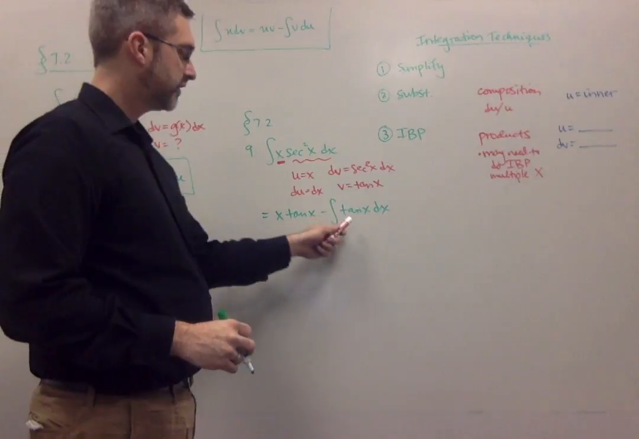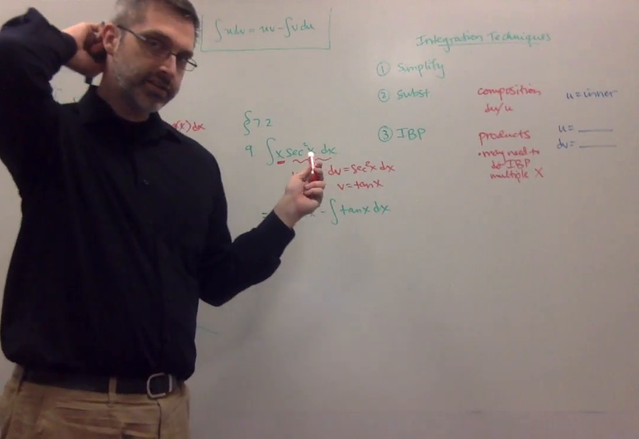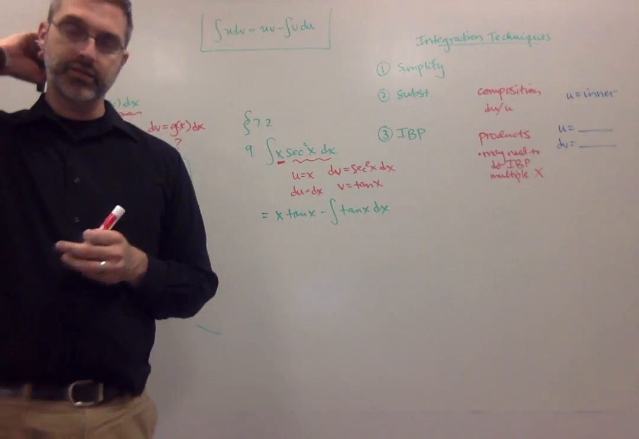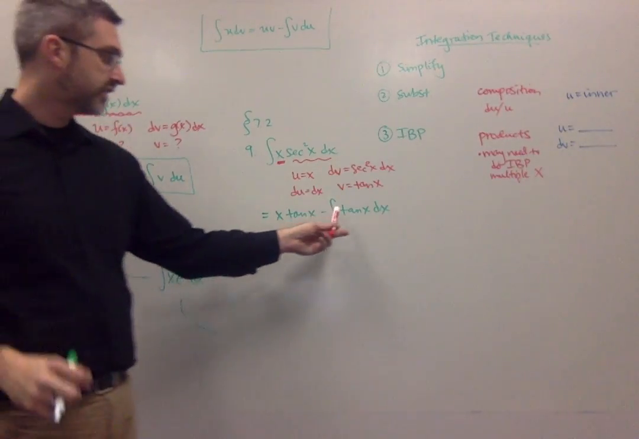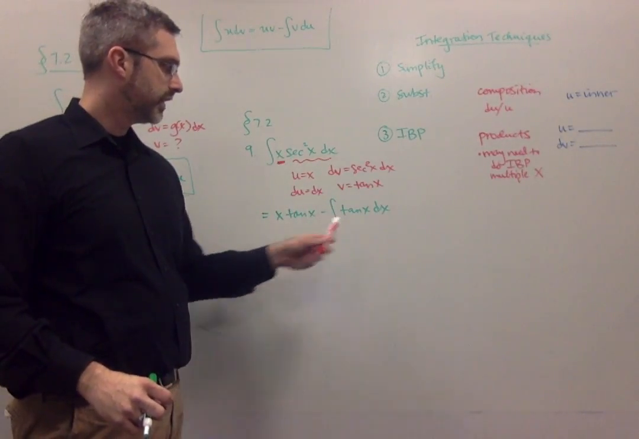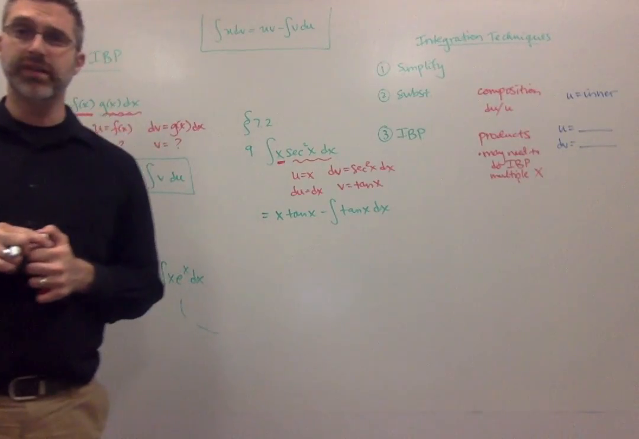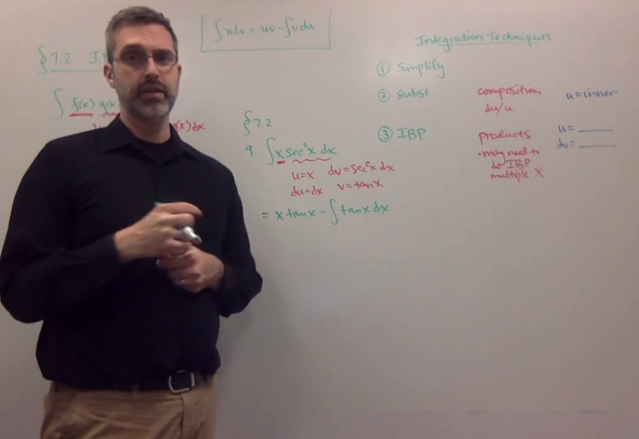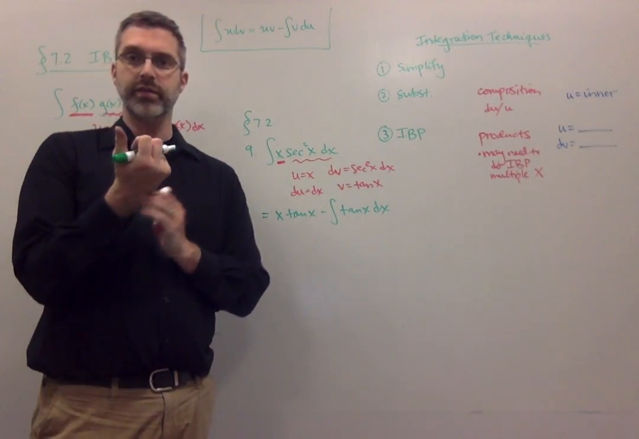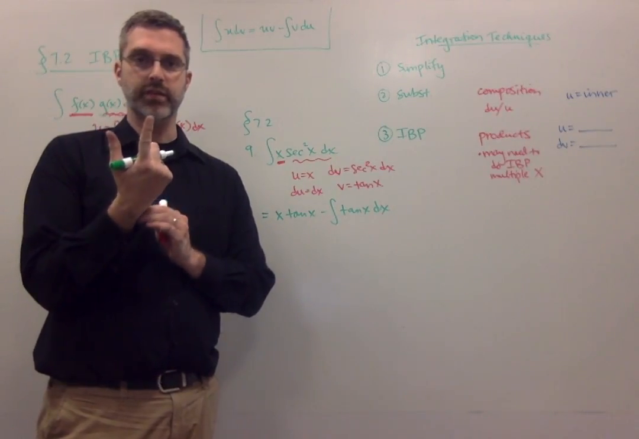Comparing these integrals, the integral of tangent is actually much easier to deal with than the integral of x secant squared x. There's no x down here, right? There's an x up here. Tangent is actually one of the ones that you're supposed to have memorized. Secant is one that we're supposed to have memorized, and tangent is one that we're supposed to have memorized.